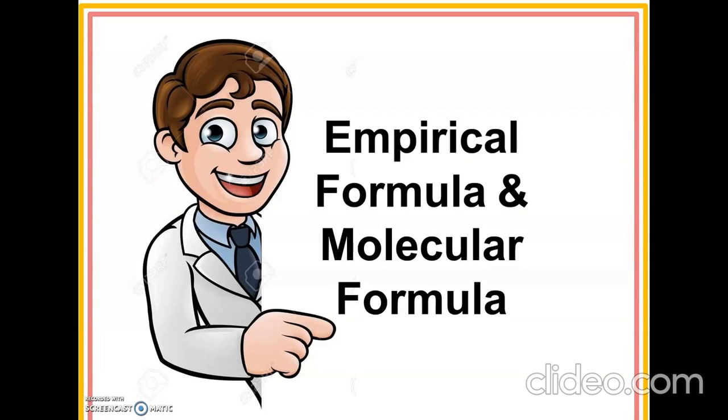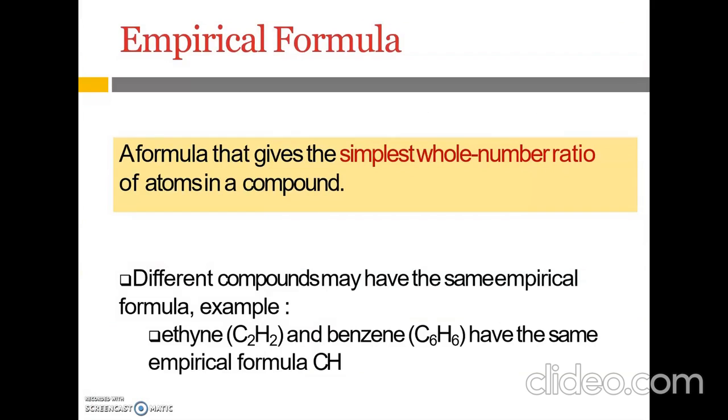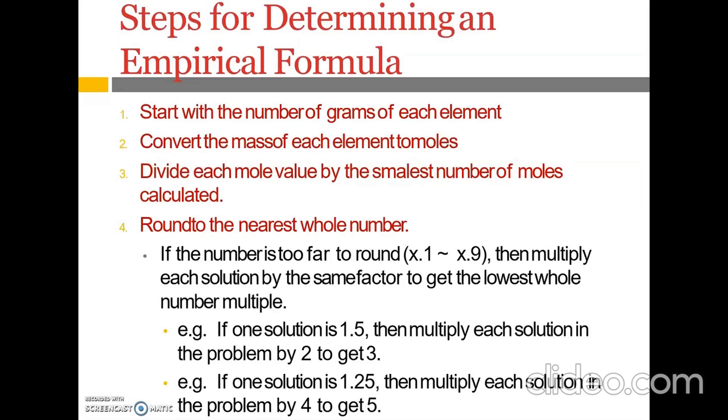Okay, next kita pergi kepada empirical formula dan molecular formula. So apa itu empirical formula? Is a formula that gives the simplest whole number ratio of atoms in a compound. So different compounds may have the same empirical formula. Example, ethene and benzene, they have a similar empirical formula which is CH.